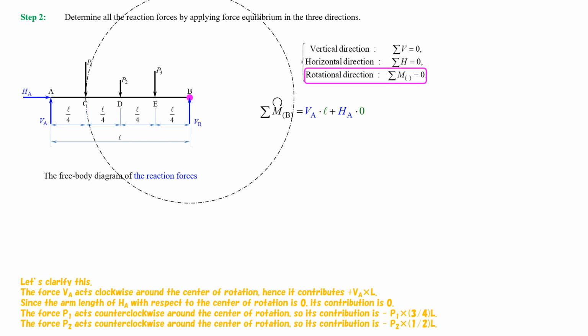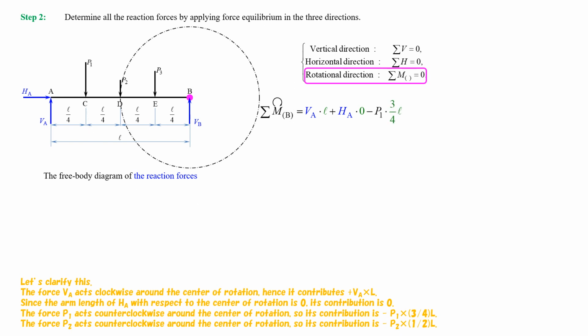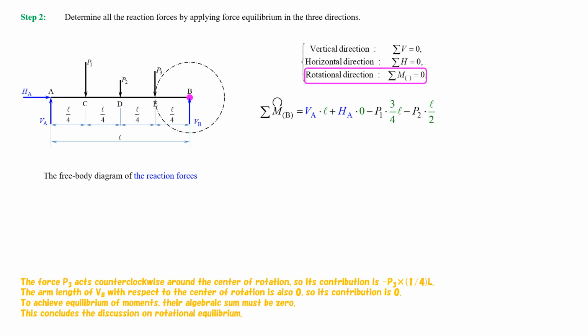The force P1 acts counterclockwise around the center of rotation, so its contribution is minus P1 multiplied by 3/4 L. The force P2 acts counterclockwise around the center of rotation, so its contribution is minus P2 multiplied by 1/2 of L. The force P3 acts counterclockwise around the center of rotation, so its contribution is minus P3 multiplied by 1/4 of L. The arm length of VB with respect to the center of rotation is also 0, so its contribution is 0. To achieve equilibrium of moments, their algebraic sum must be 0. This concludes the discussion on rotational equilibrium.